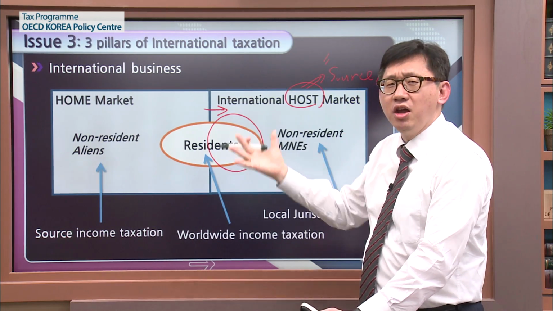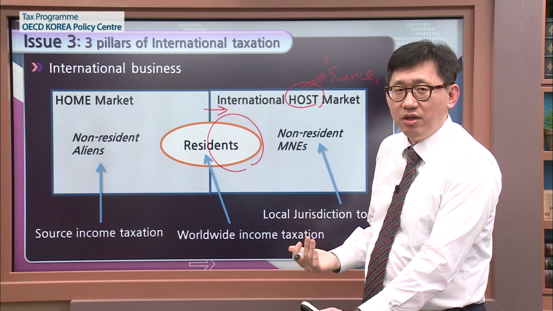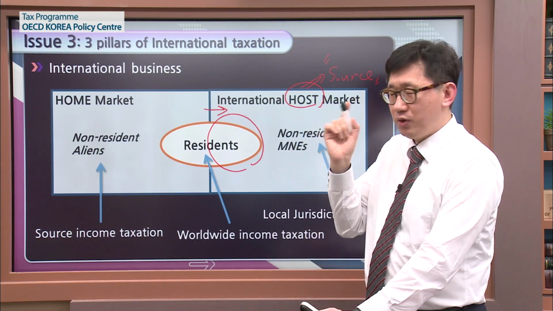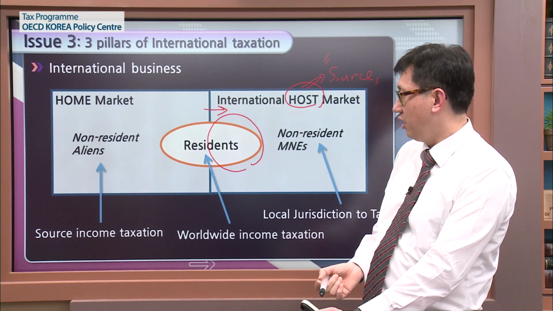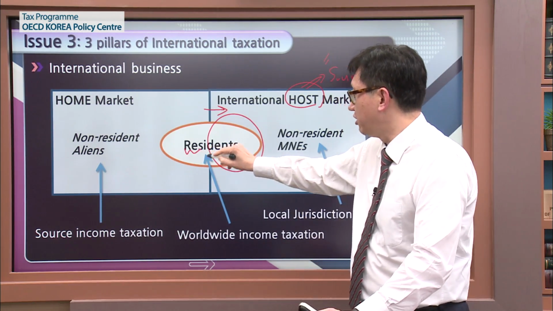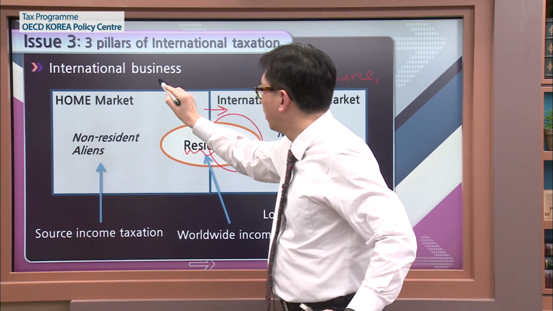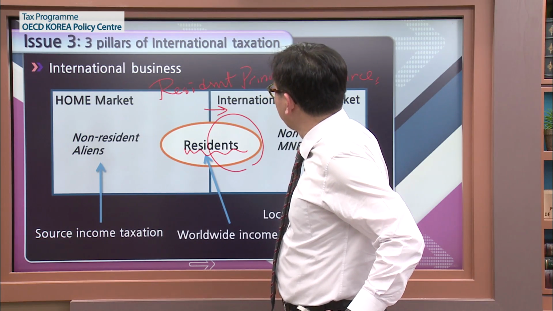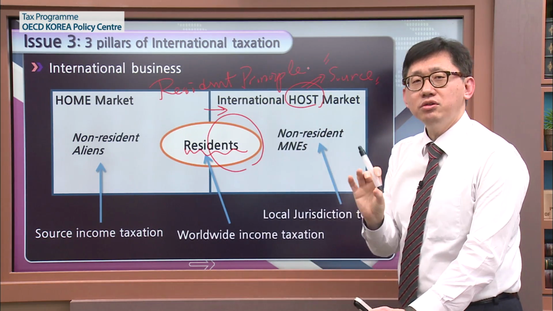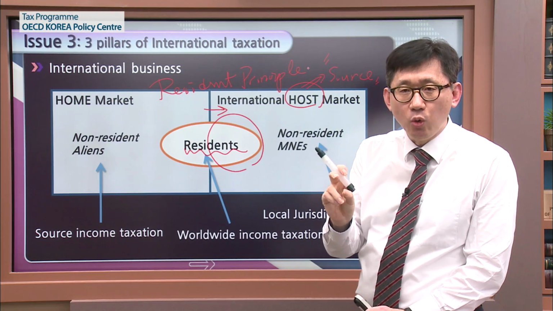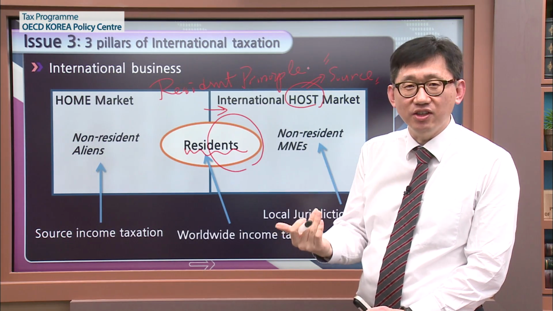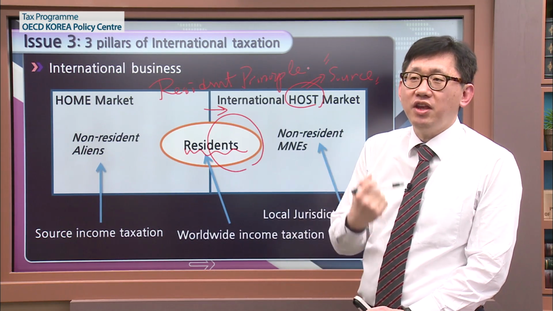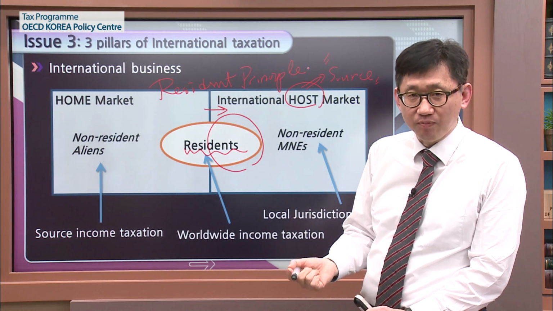In that case, when they make some kind of profit, who has the power to levy tax? It is very difficult. First, the home country's tax authority has power over this resident. This is called the residence principle. According to the residence principle, if a company or a person is classified as a resident, the tax authority of that residence has full taxing power over worldwide income.